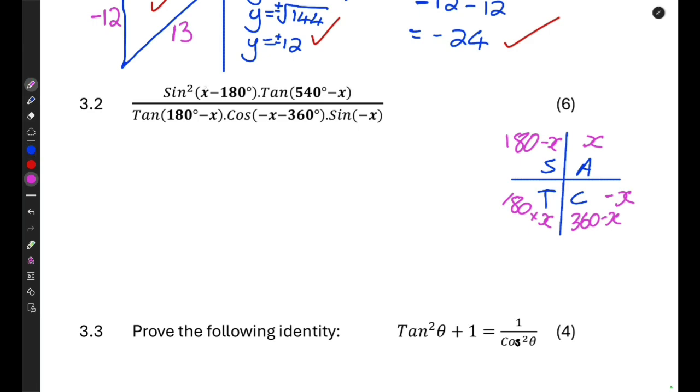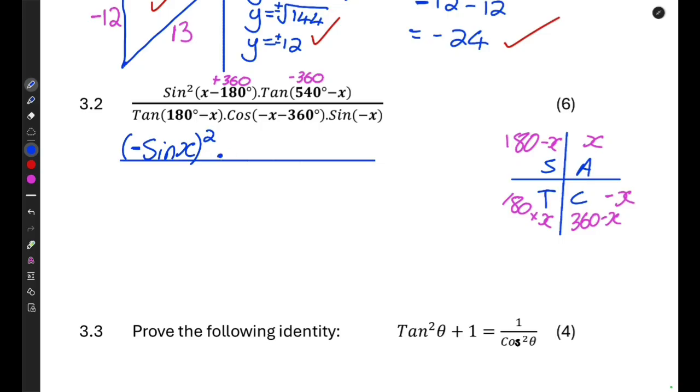So to fix that, I can add a 360 at any time, and that would then make the sum x plus 180. And x plus 180 is the third quadrant. So to answer this question, I can say sine in the third quadrant would be minus sine x. This was all squared. Okay, with the next one, 540 minus x, I can just subtract 360, and that would make it 180 minus x.